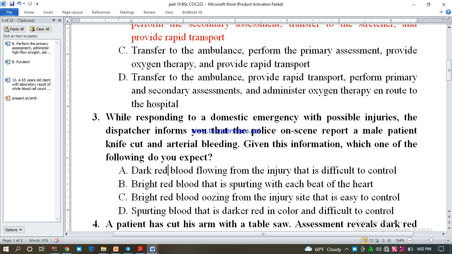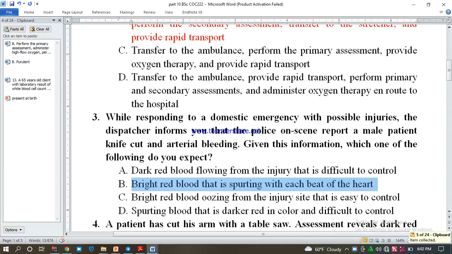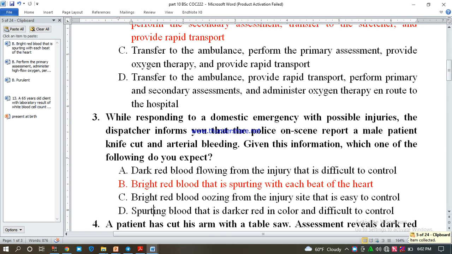The bleeding type is fast or spraying type. So a knife cut is arterial bleeding. What color does arterial bleeding have? The correct answer is B, the bright red that spurts or sprays with each beat of the heart. So the correct answer is B.